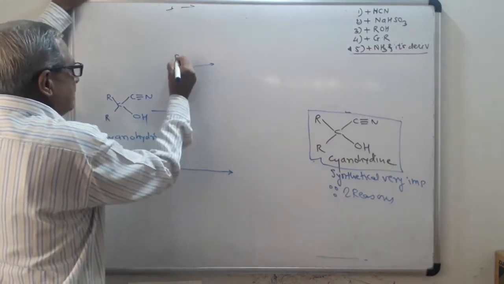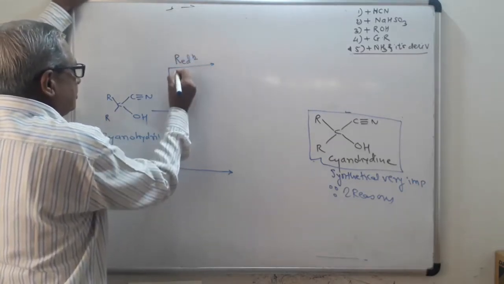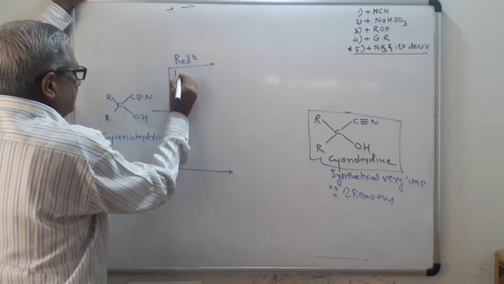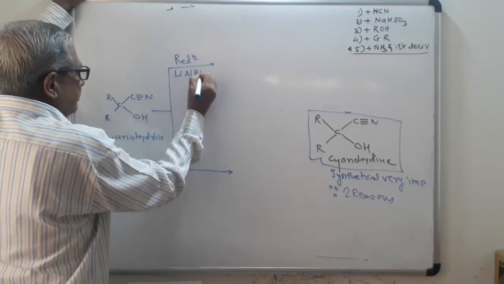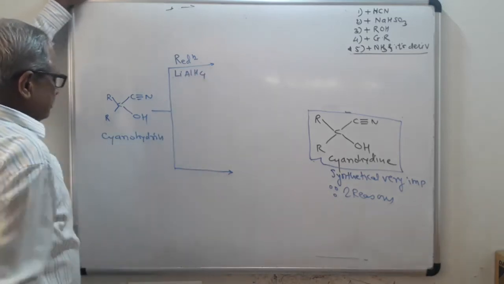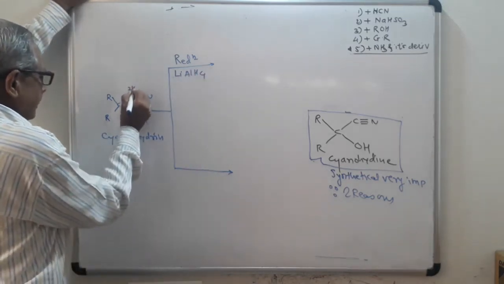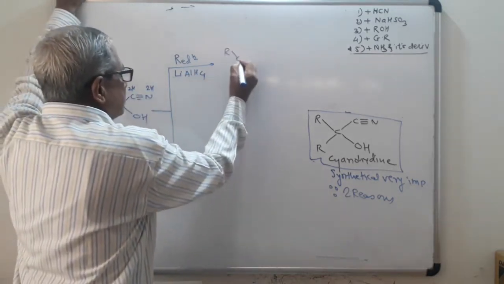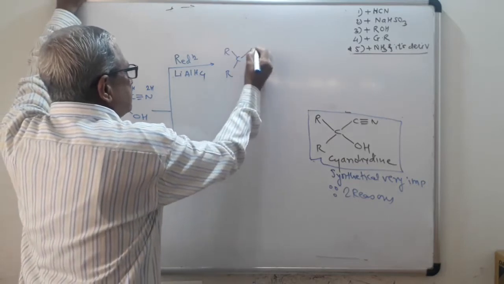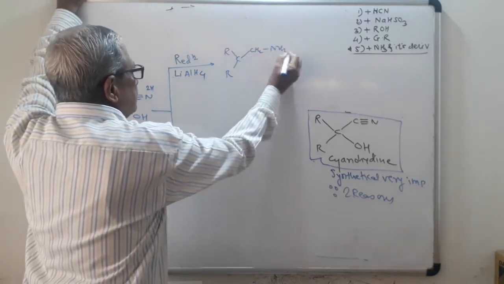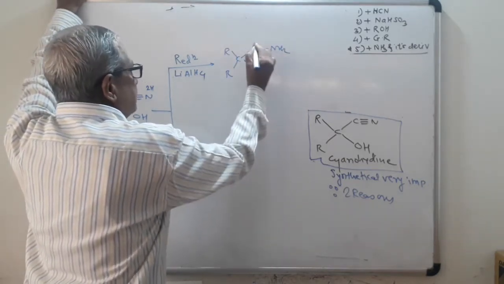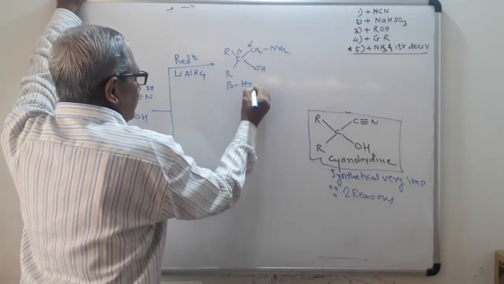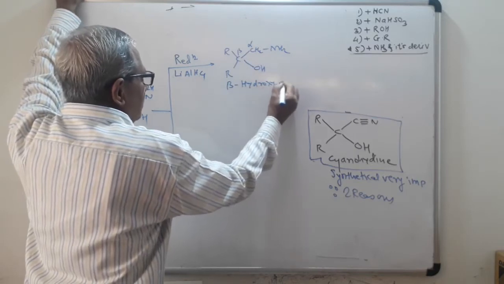When you do the reduction of this cyanide group by using lithium aluminum hydride, you will add 2 hydrogen atoms. So what you will get here? R-C(OH)-CH2-NH2. This is your alpha carbon, this is a beta carbon. You will get here beta hydroxyamine.